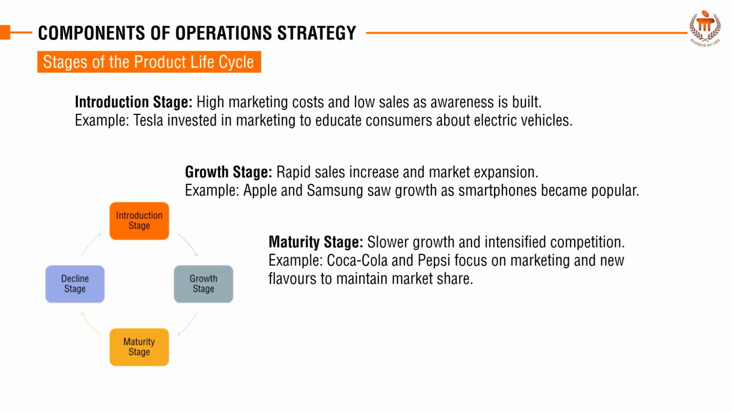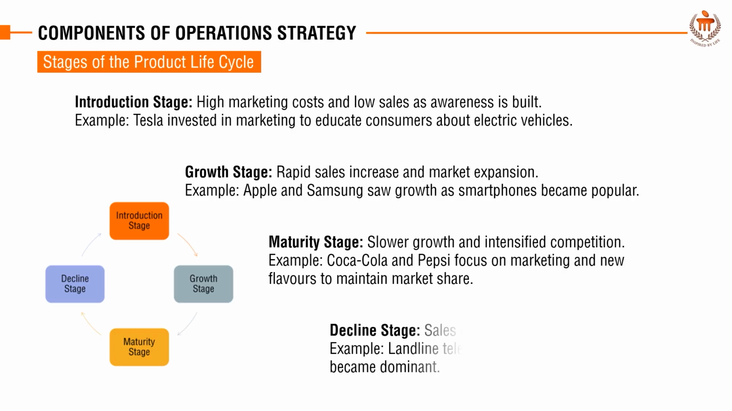Third stage is maturity. In the maturity stage, sales growth slows as the market becomes saturated and competition intensifies. Companies focus on differentiating their products and enhancing customer loyalty. For example, soft drink brands like Coca-Cola and Pepsi have reached maturity, leading to marketing campaigns aimed at maintaining market share and introducing new flavors.